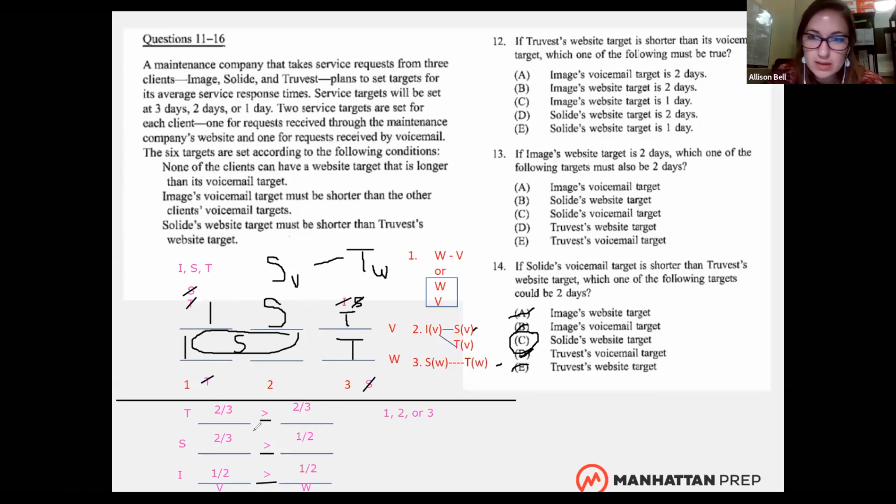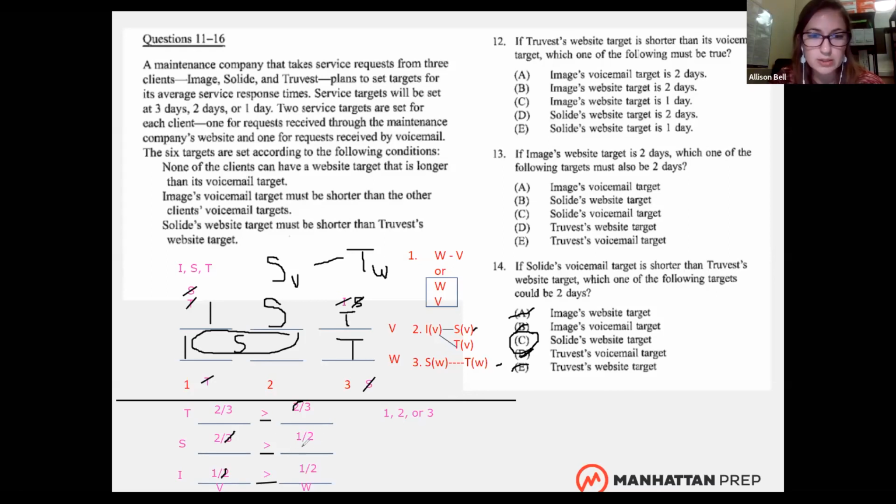So S's voicemail is shorter than T's website. So for S's voicemail, we have option 2 or 3. T's website, we have 2 or 3. So the voicemail's shorter, so I'm going to make that one 2, and this one 3. And then I'm going to start going through my rules again. So I's voicemail is shorter than S's voicemail, so I is going to be 1. S's website is shorter than T's website.